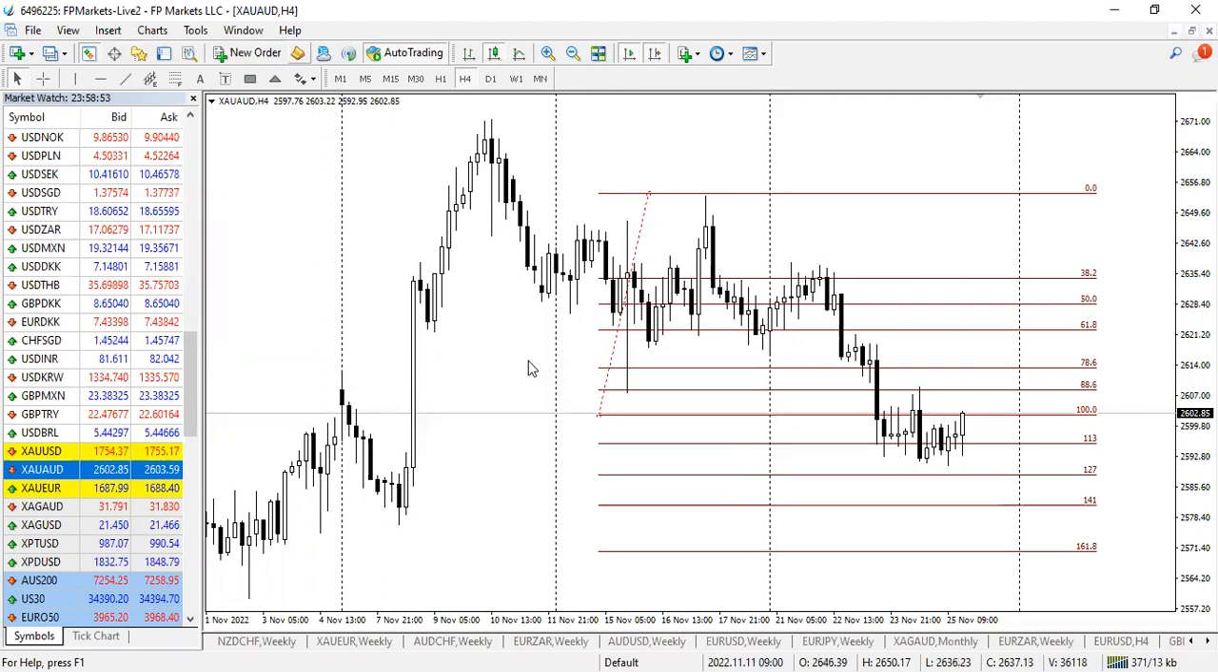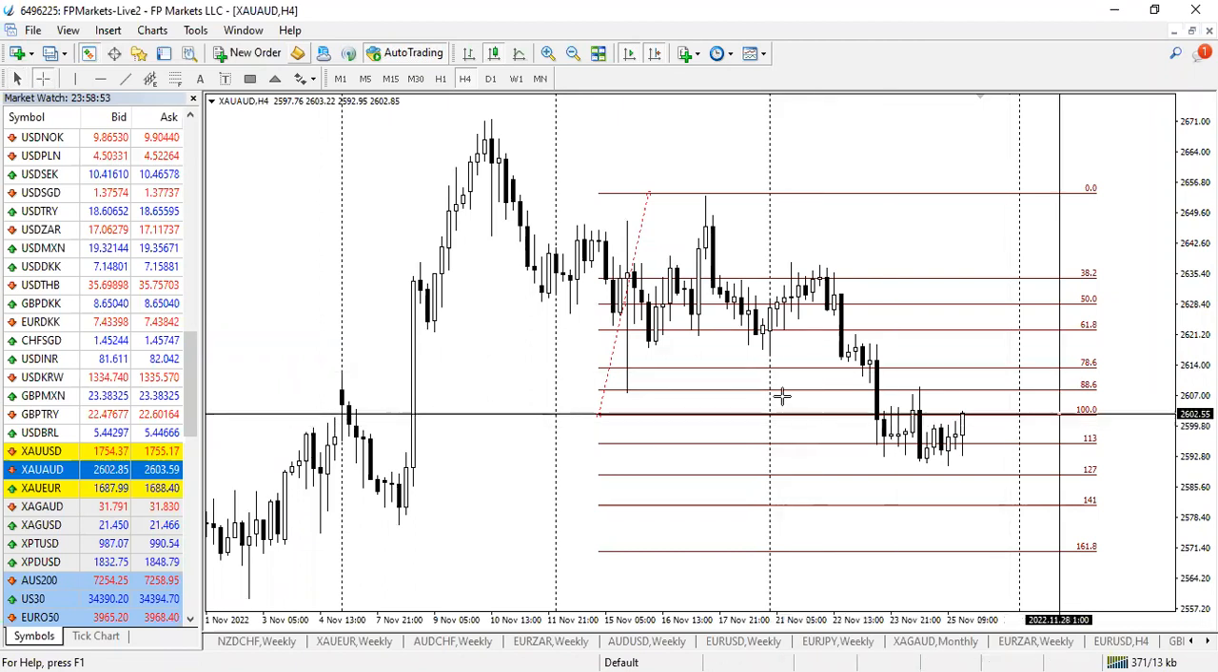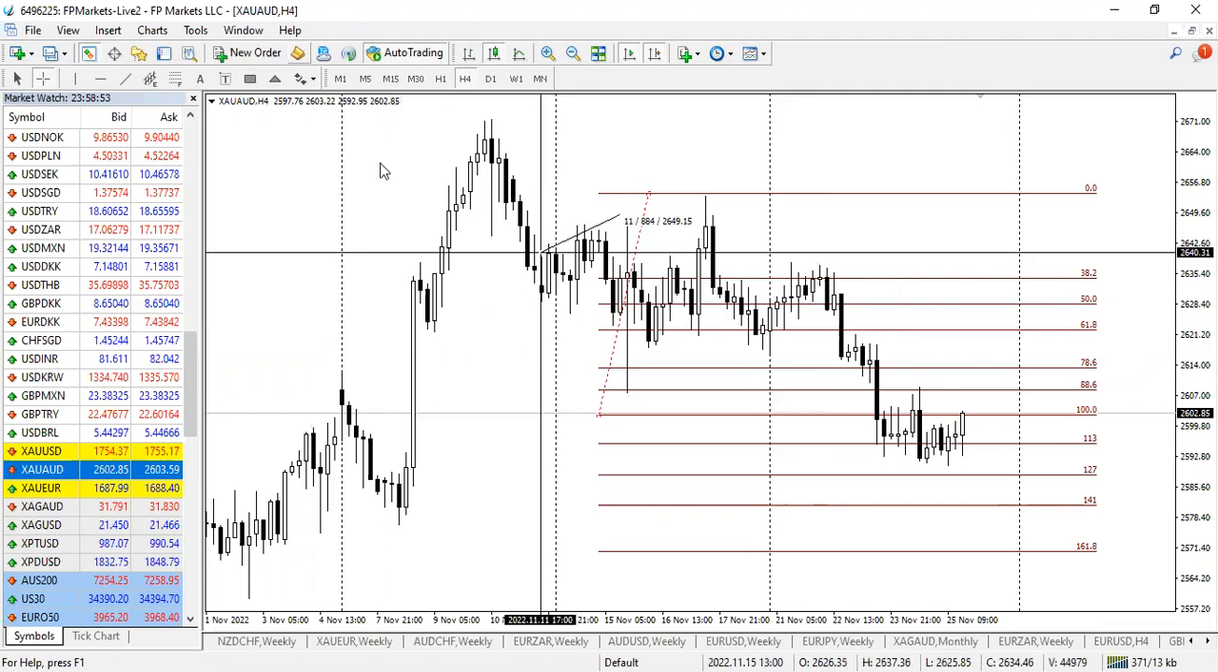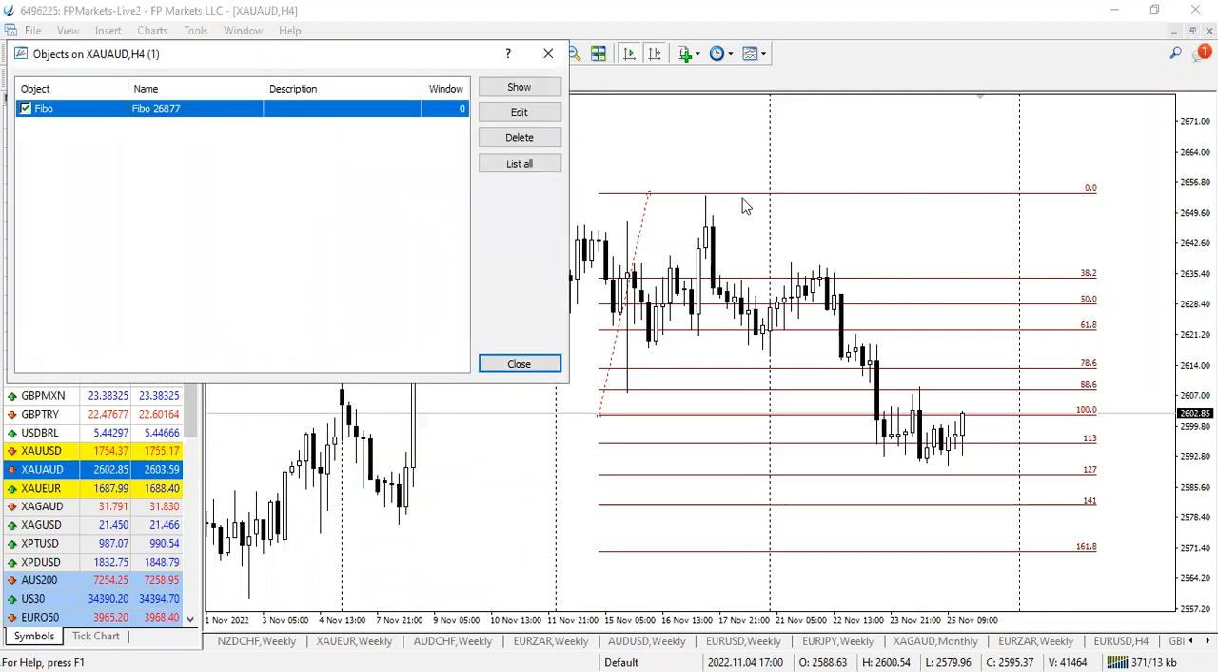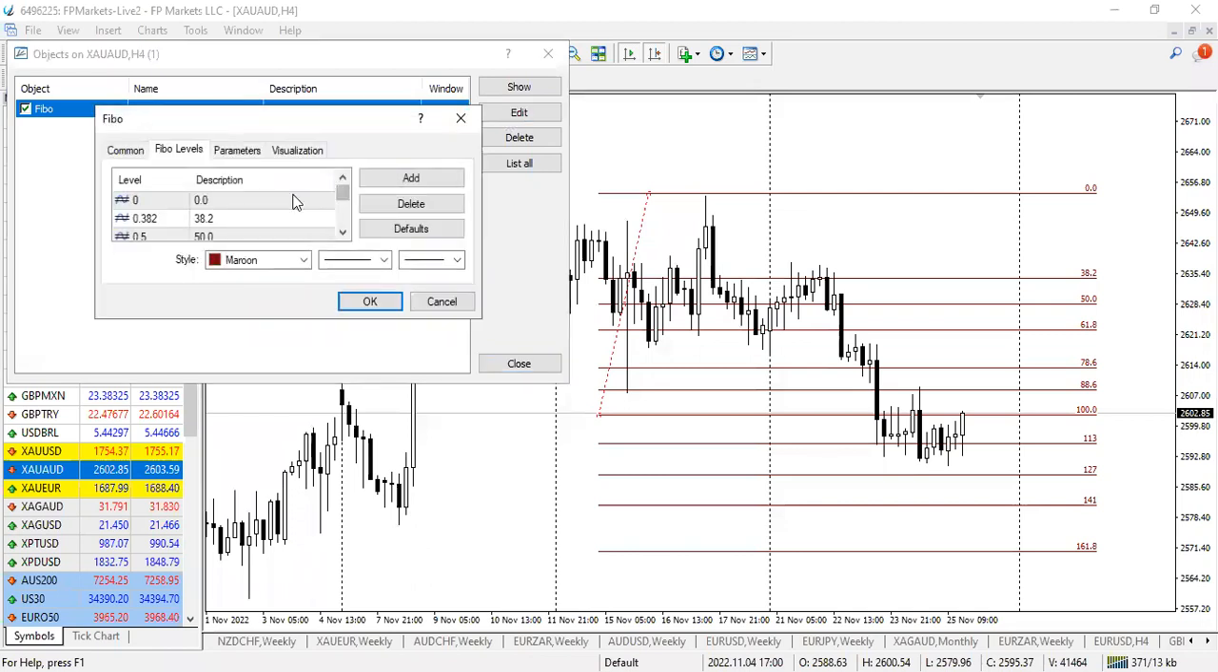But just in case you want to know how these things are added, this is how we add them. If you also want your Fibonacci to give you the price levels immediately, so that you don't have to use the crosshair to look for, say, the price level of 100, you can still go to edit it. Remember, right click, go to object list, because it's an object. Click on the Fibonacci tool on your chart and click edit. Then go under description.